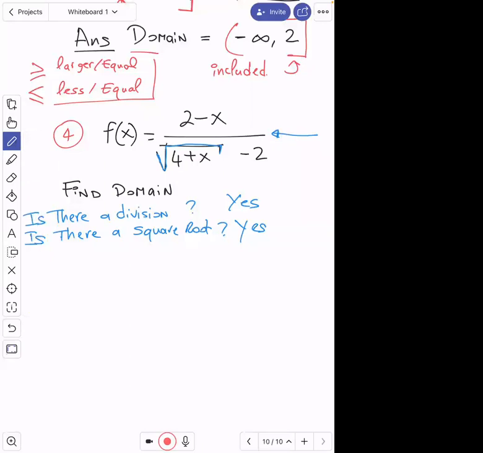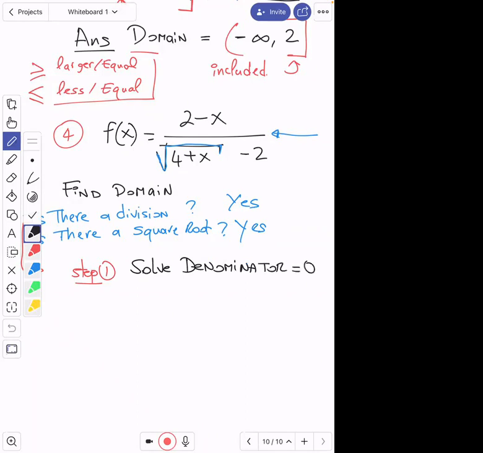So first, from the first question, the division, yes. Let's call this step 1. We need to solve the denominator equal to 0, as usual. That's always the first step whenever we have a division, that's what we do to find the domain. And as you can see, guys, we don't really care about the numerator. It doesn't matter for the domain, okay? So we need to solve the denominator.